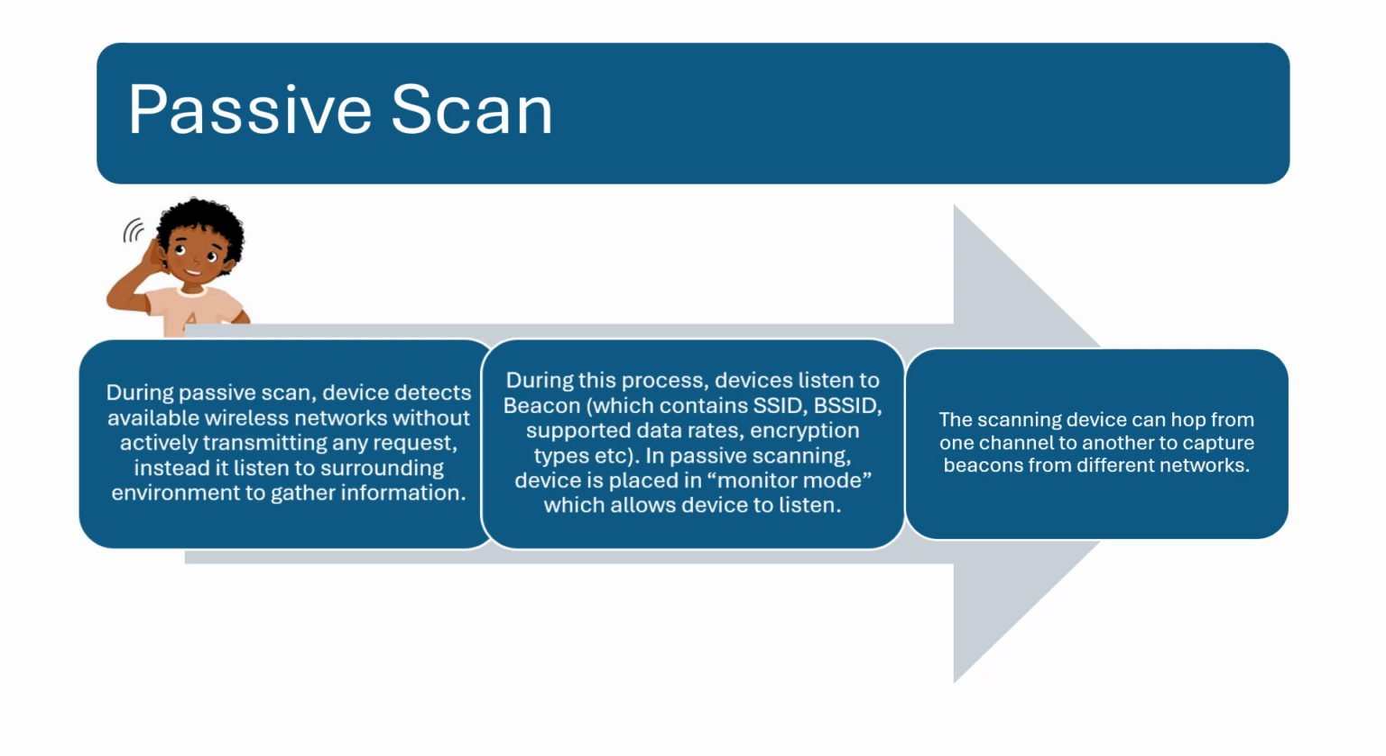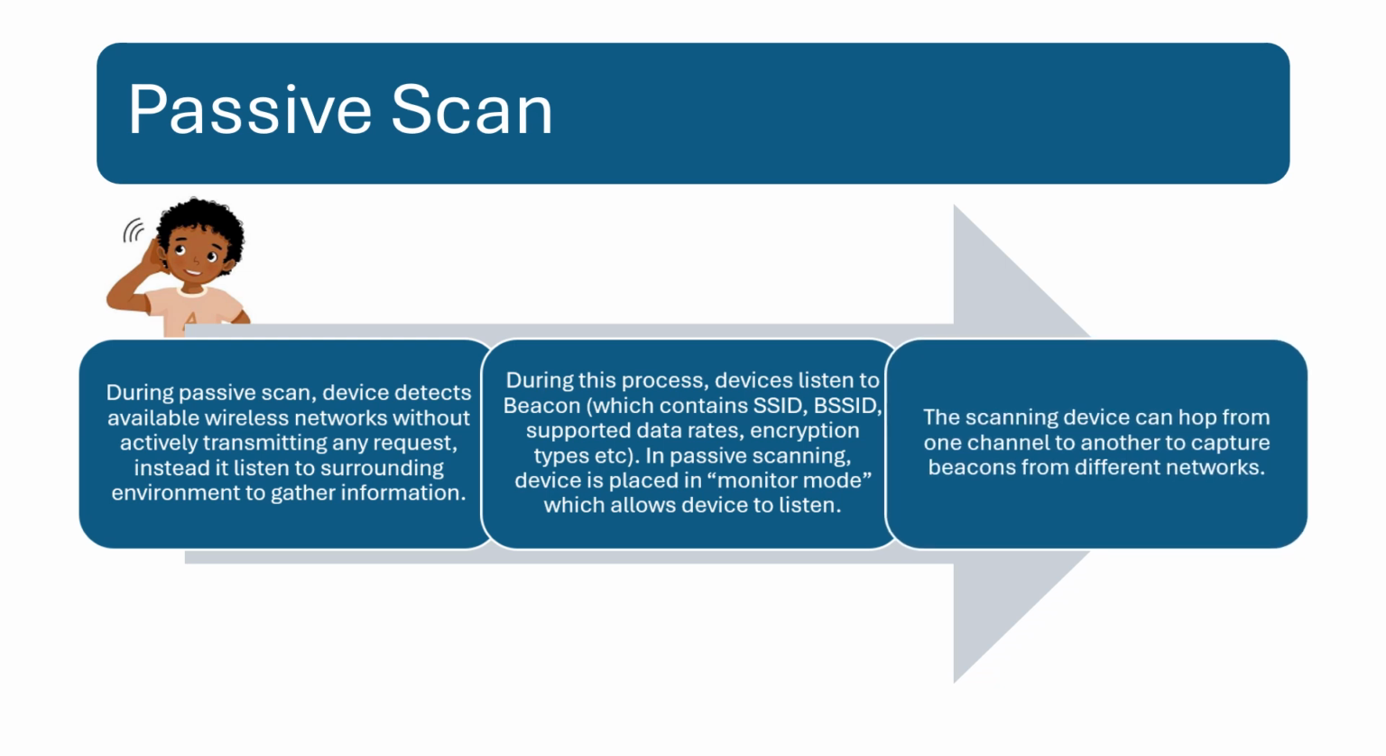In passive scanning, the device is placed in monitor mode, which allows the device to listen. The scanning device can hop from one channel to another to capture beacons from different networks.